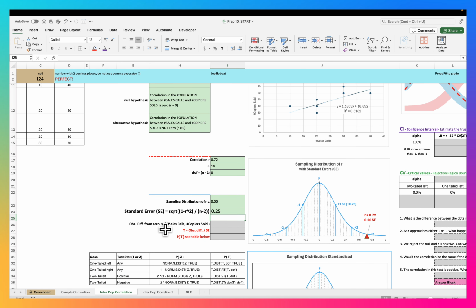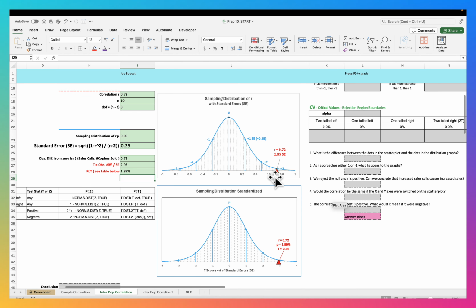And the observed difference from 0 is basically the correlation. So we'll just put equals correlation. And t is going to be equal to that observed difference, or effectively the correlation, divided by the standard error. And the probability of t, it's two-tailed and it's positive. So it's going to be T.DIST.2T.